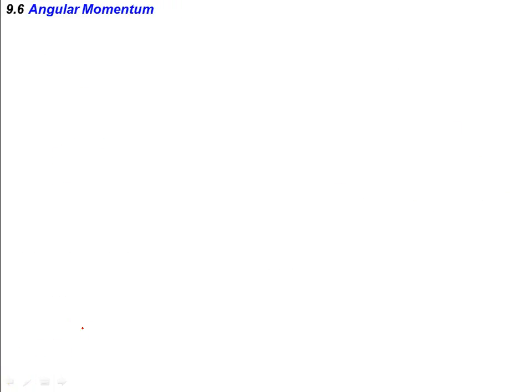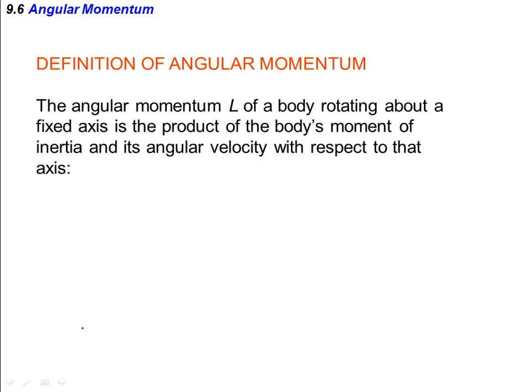So if an object that rotates can have energy because of its rotation, then that same object can also have momentum. The definition of angular momentum, and we're going to use the letter L to signify it, is that the angular momentum of a body rotating about a fixed axis is the product of the body's moment of inertia and its angular velocity with respect to that axis. So this is L is equal to I omega.